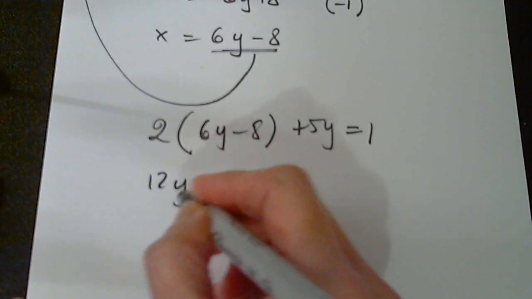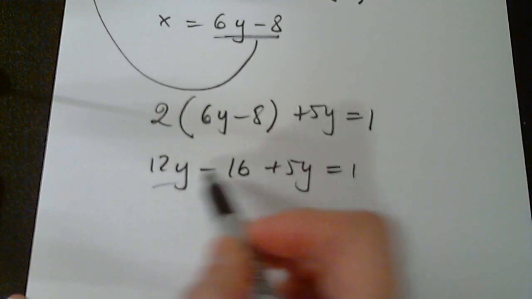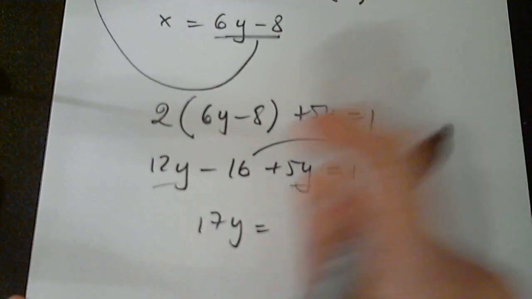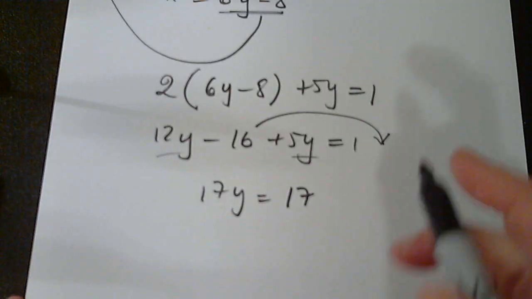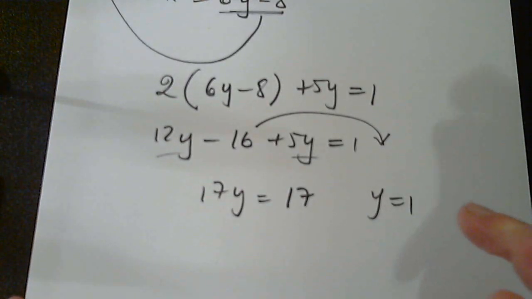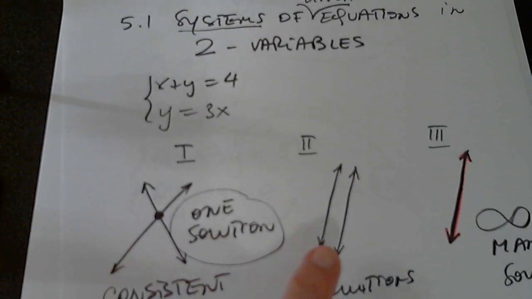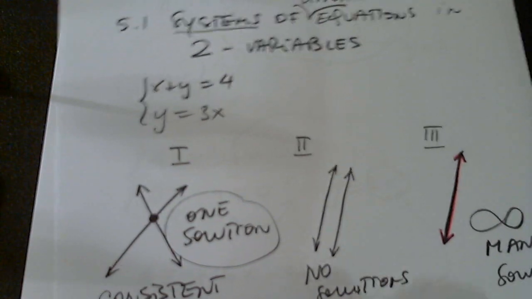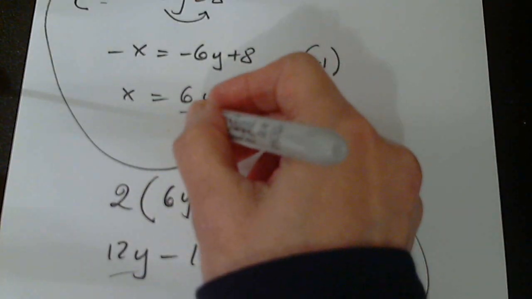So 12y minus 16 plus 5y equals 1. This with this is 17y. Of course, 16 does not belong on this side, goes to the other. Nice number, very nice. y equals 1. Is this good? Yes, but not good enough. I have to find the point, or that there are no solutions, or that there are infinitely many solutions. So just x or just y is not good enough, but no problem.